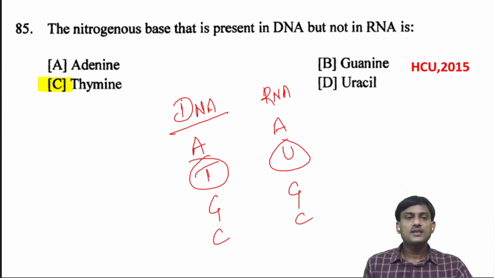So what is the difference? You have thymine in DNA, but you don't have thymine in RNA. Instead of thymine, in RNA we have uracil. So thymine is the correct option.